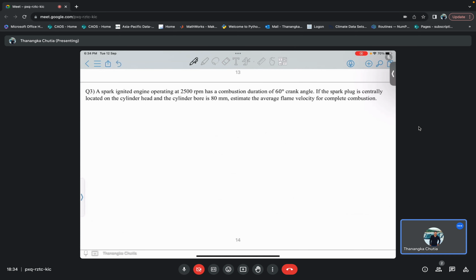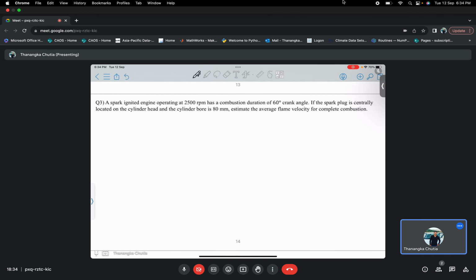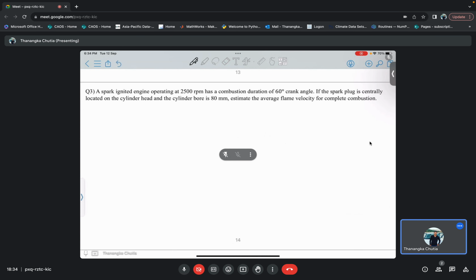So let us go to the next question then. A spark ignited engine operating at 2500 rpm has a combustion duration of 60-degree crank angle. If the spark plug is centrally located on the cylinder head and the cylinder bore is 80 mm, estimate the average flame velocity for complete combustion. Now we are starting the sums that are related to this week's questions.